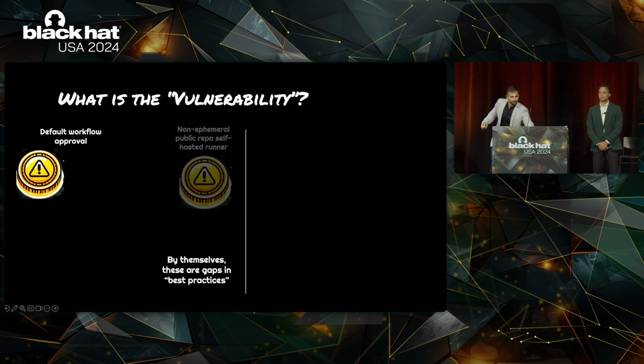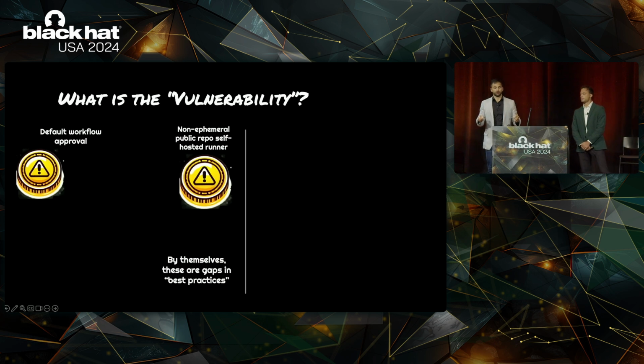Next, the repository has to have access to a non-ephemeral self-hosted runner. This means that the runner is not destroyed after the conclusion of the workflow. This is what creates the opportunity for inter-build interactions. So when you have this, someone who creates a fork PR can modify the workflow file in their fork and then run arbitrary code on that runner.